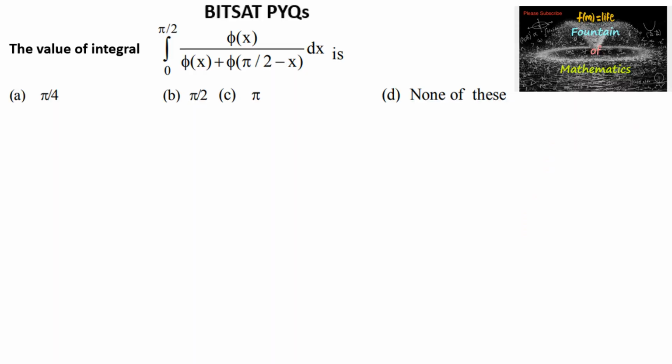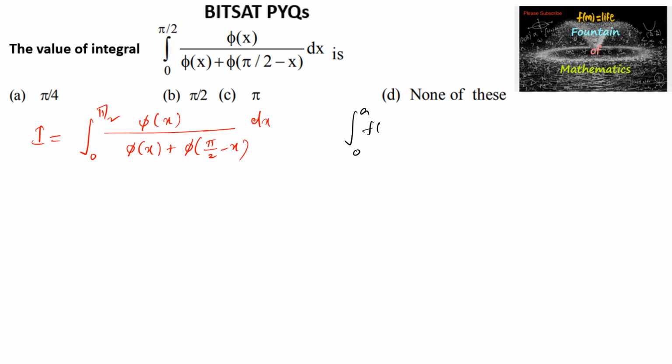We need to find the value of the integral 0 to pi by 2. Let us consider I is equal to integral 0 to pi by 2 of f of x upon f of x plus f of pi by 2 minus x dx. So basically we'll use the formula, that is integral 0 to a f of x dx is equal to integral 0 to a f of a minus x dx. So consider this is 1.